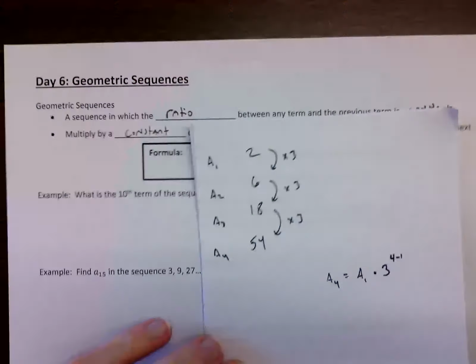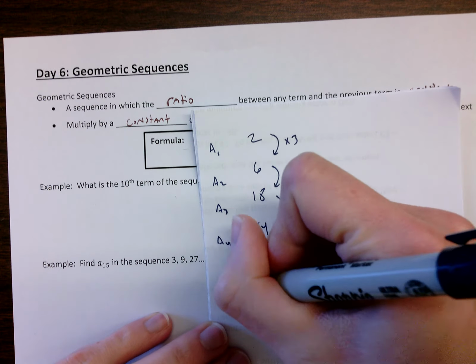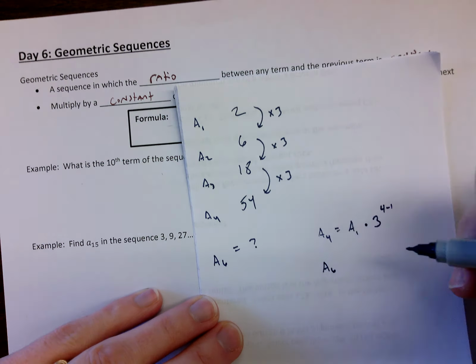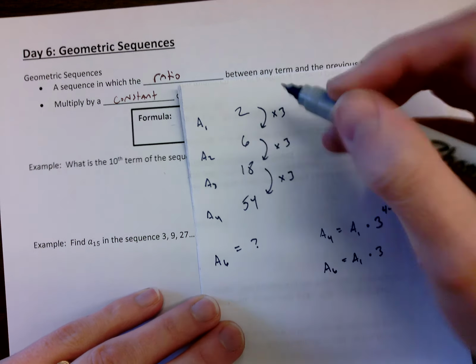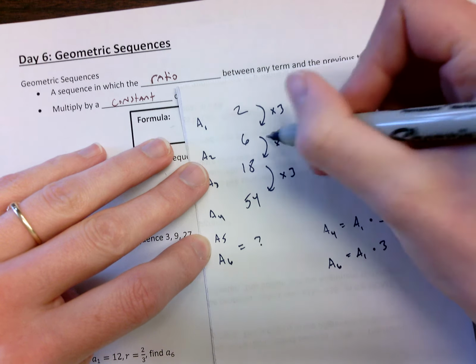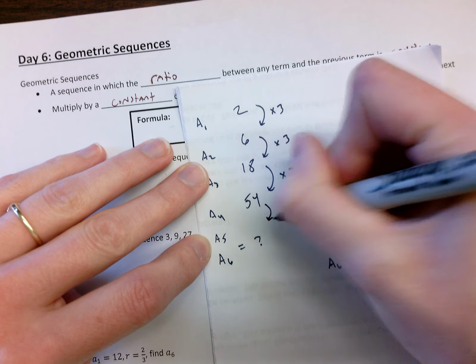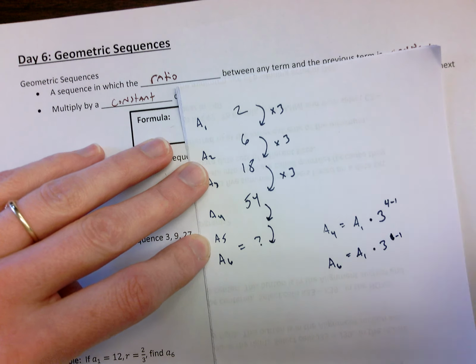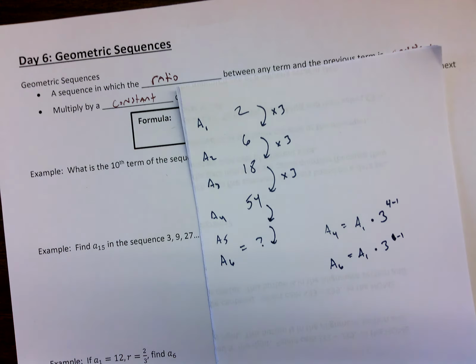If I wanted to figure out, say, the 6th term, well, to get to the 6th term starting from a sub 1, I'd have to multiply it by 3. And how many times? We're just counting the gaps between these. So I had to do it 1, 2, 3 times, and then another time and another time. So 5 different times. It's 6 minus 1. So the idea behind this formula is very similar to what we do with an arithmetic one. It's just that instead of adding, we're multiplying.